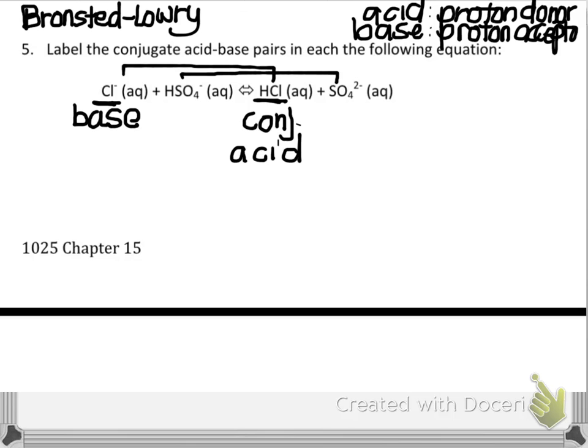Now automatically the HSO4- would have to be the acid, because you have to have an acid and a base on the reactant side. But if I look here at HSO4- and compare it to SO4-2-, I see that it has lost its H+, or donated it, so that would fit the definition of an acid. When HSO4- donates its H+, its partner on the other side becomes SO4-2-, and that is the conjugate base.